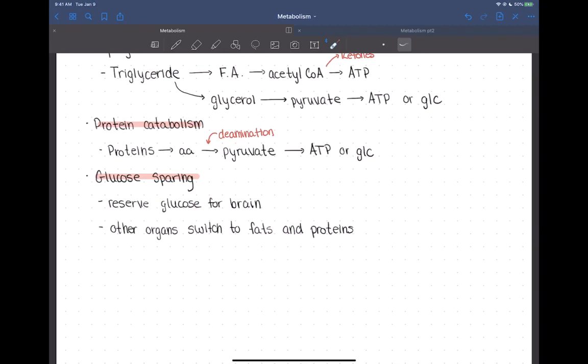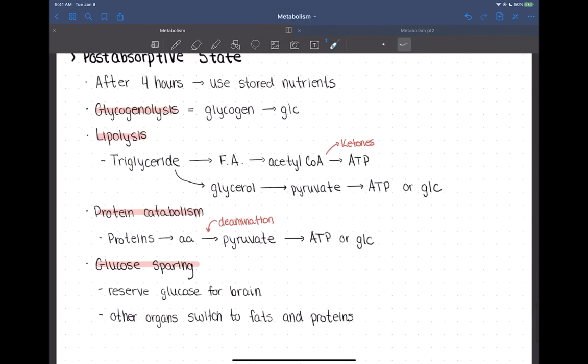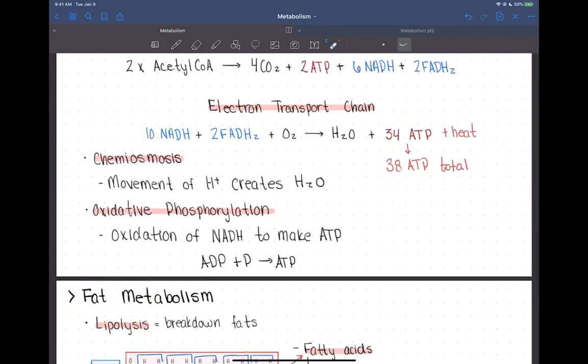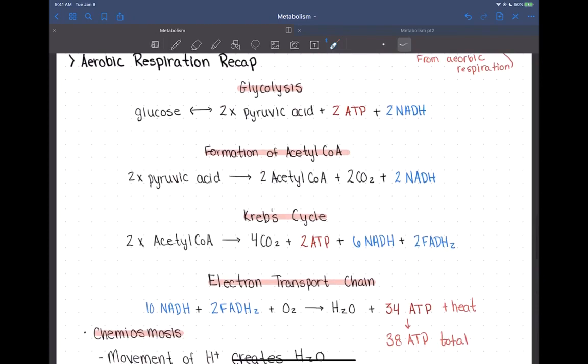All right, so that's the metabolism chapter. For the process of aerobic respiration, I would recommend going through it, writing it out a bunch of times, and practicing it. I would try to write out this process, this recap, over and over until you can do it without looking at your notes at all. And that'll help you a lot when you're studying.